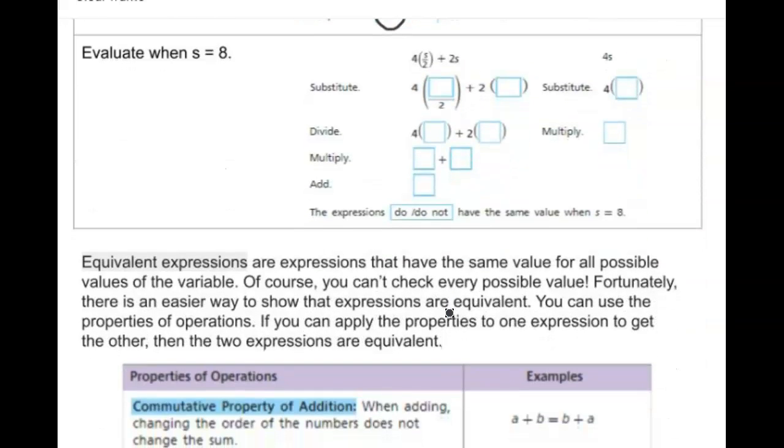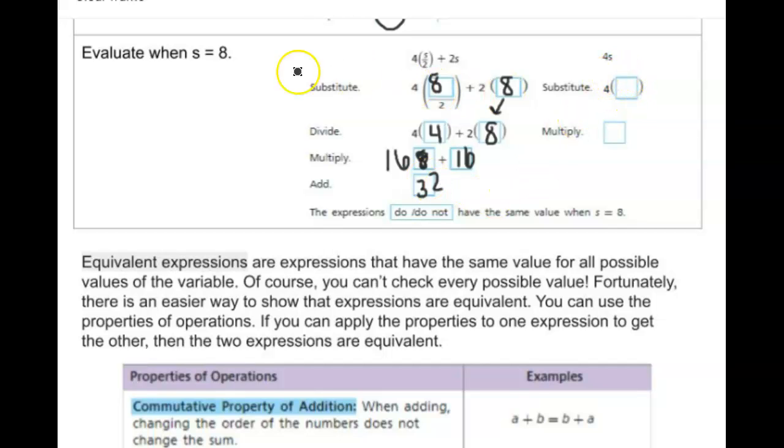We're going to do about the same thing that we did above, but this time when s equals 8. So this says 4, and in parentheses we have s over 2 plus 2s. So we're going to put 8 in. We're just going to drop this 8 down, and we're working over on this first. 8 over 2 is 4. 2 times 4 is 8. 2 times 8 is 16. 4 times 4 is 16. So 16 plus 16 is 32.